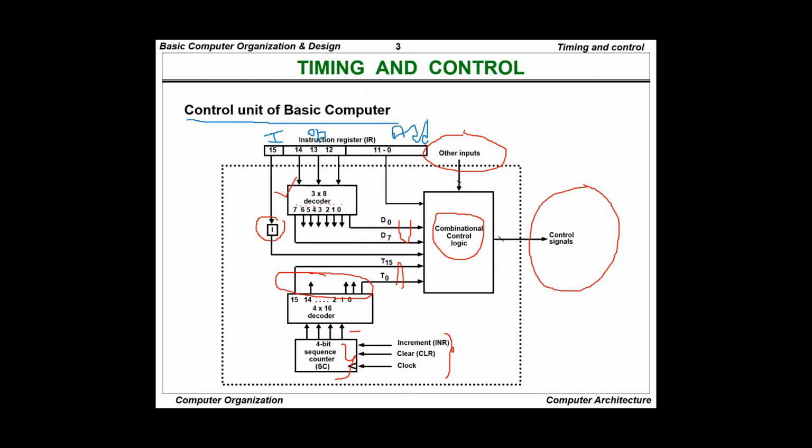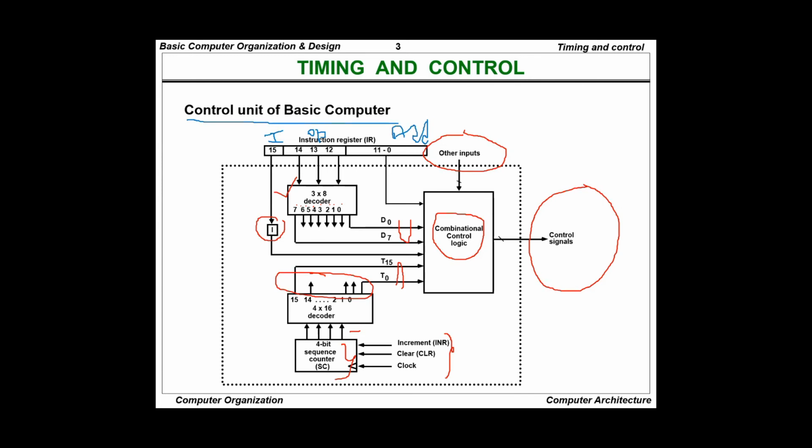So what exactly are we doing here, and how do timing and control work? This control unit, as I said, is a combination of sequential circuit and combinational logic circuit. For that reason I require a sequence counter SC, which always increments by 1, SC plus 1. If I want to clear, I can use the clear input, and I have a clock as well. All these are applied to the combinational logic circuit, and finally control signals are generated. So this is the basic control unit of the basic computer.